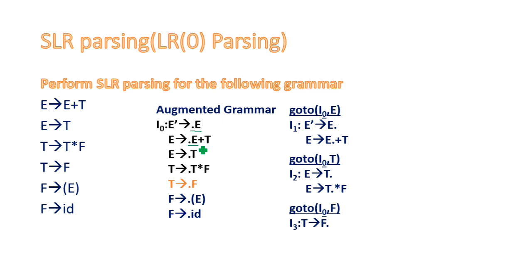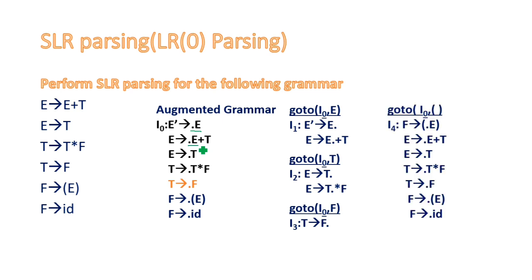Now the sixth production, open bracket is before E here. So we have to process that: goto of I0 comma open bracket. Goto of I0 comma open bracket will result in this production. Since a dot is before E, productions have to be introduced, and dot is before T, productions have to be introduced, and dot is before F, productions have to be introduced. This is called a closure operation. So we will name this item set 4. And the final one in item set 0 is F tends to dot ID. So goto of I0 comma ID will be made as F tends to ID dot.